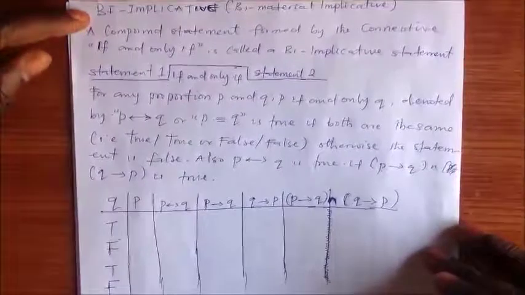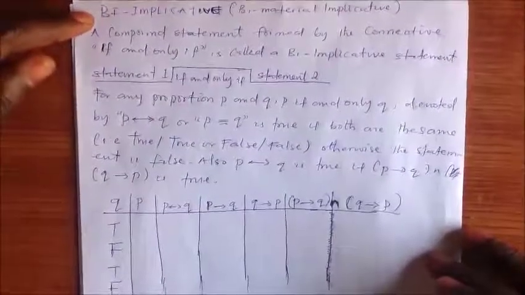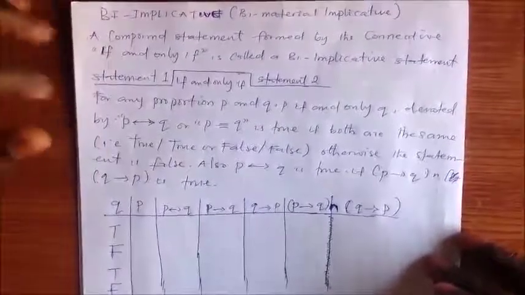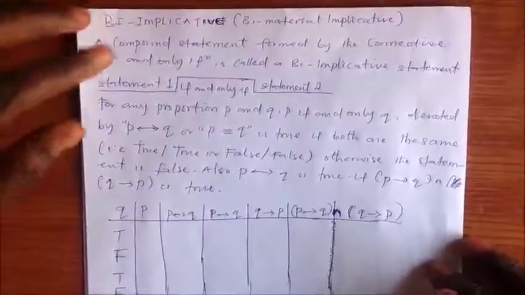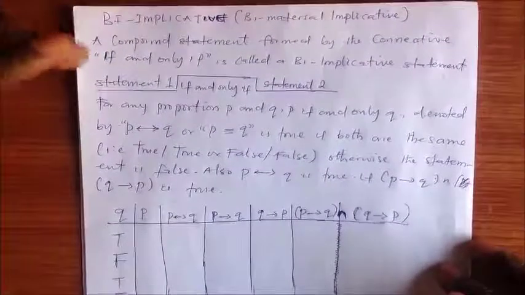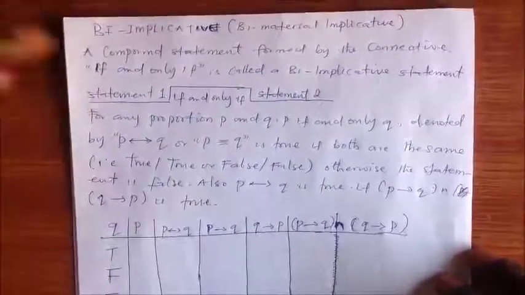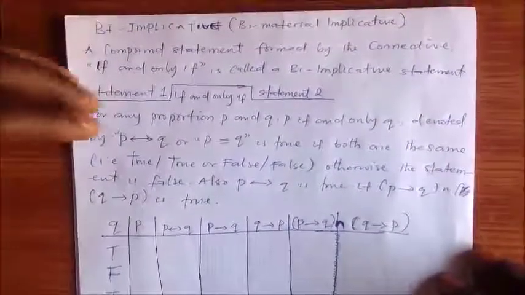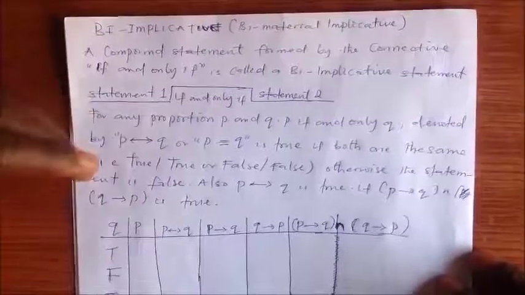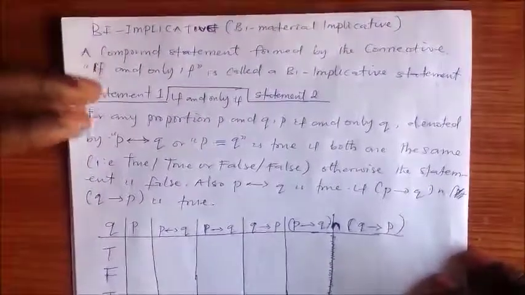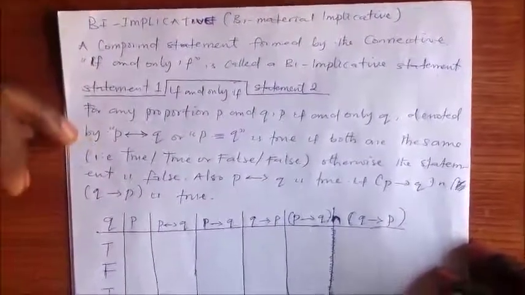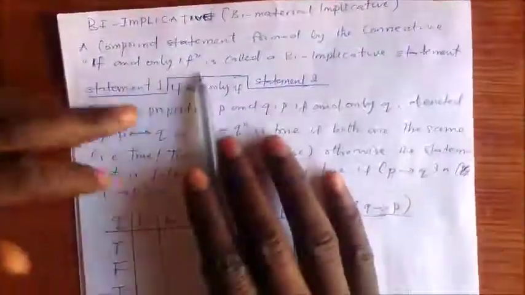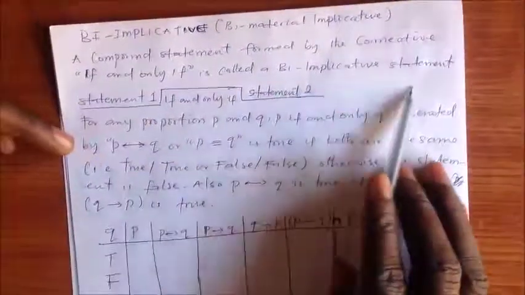We'll be discussing connectives in this lesson, but it will emphasize more on the bi-implicative as one of the connectives that we mentioned earlier in our lessons. In the previous lesson, we were discussing connectives. So today's topic is all about the bi-implicative, which, remember in the last class, we saw the material implicative. The bi-implicative is also known as the bi-material implicative. A compound statement formed by the connective "if and only if" is called a bi-implicative statement.